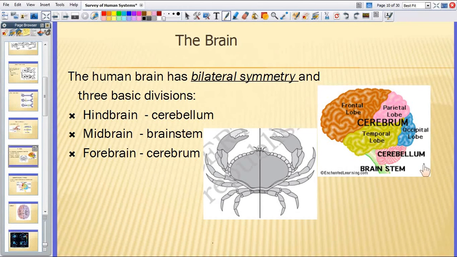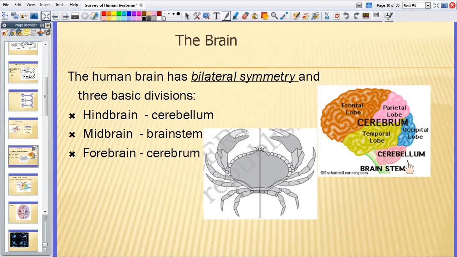The structure of the human brain has evolved in such a way that it is very similar to all vertebrate brains, meaning that all vertebrate brains have the same 3 divisions. We all have a cerebellum, which is a hindbrain. The hindbrain coordinates muscular activities and maintains our balance and our posture. All vertebrates have a midbrain, or a brain stem. It controls basic body functions like eating, sleeping, and breathing.